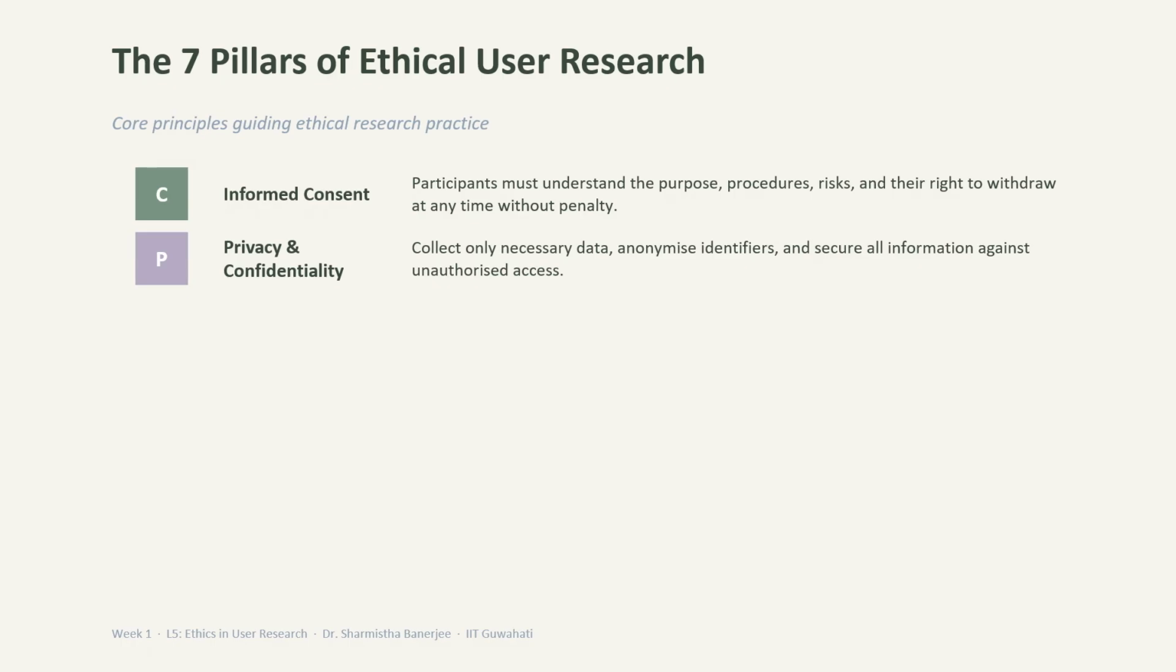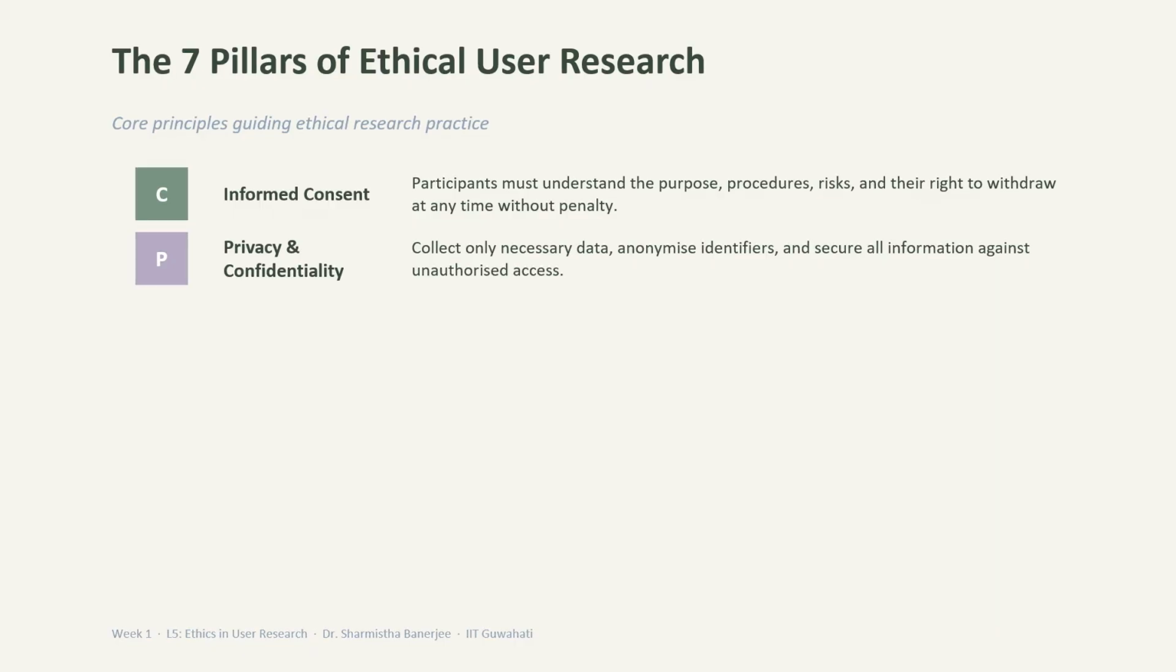Next comes privacy and confidentiality. What we mean here is we collect only necessary data. If it is not important to collect the person's name, please do not collect the person's name. You can give an identifier to the person, let's say person A or person B and so on. In case you need to get back to them in order to collect more information, only then try to collect information such as email address, mobile number and name. So collect only necessary data.